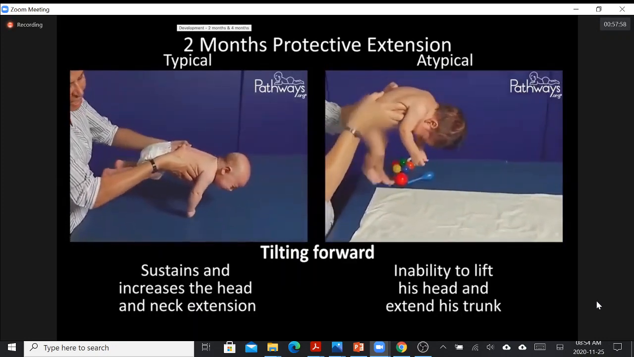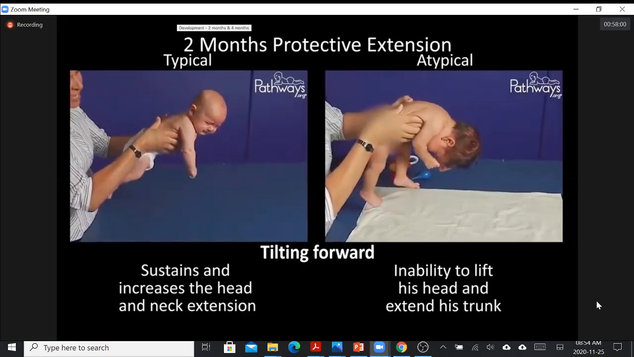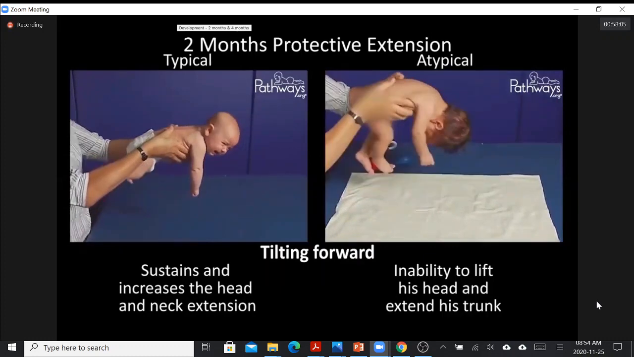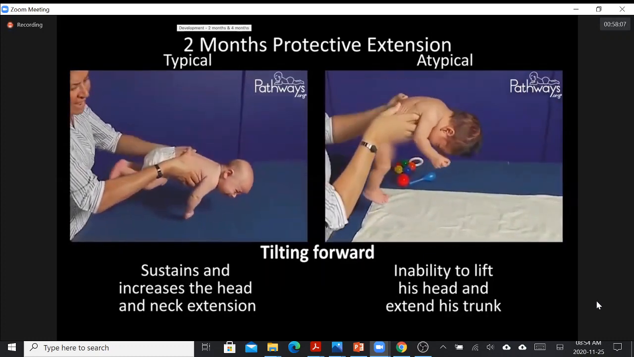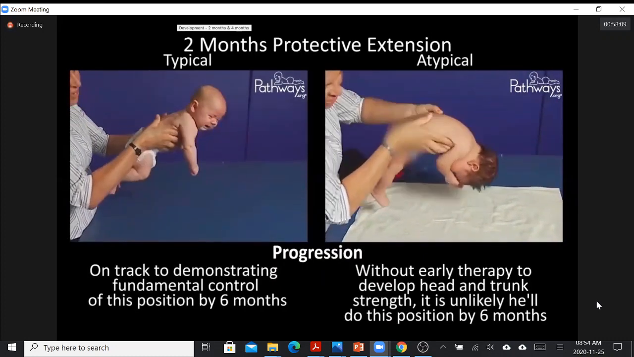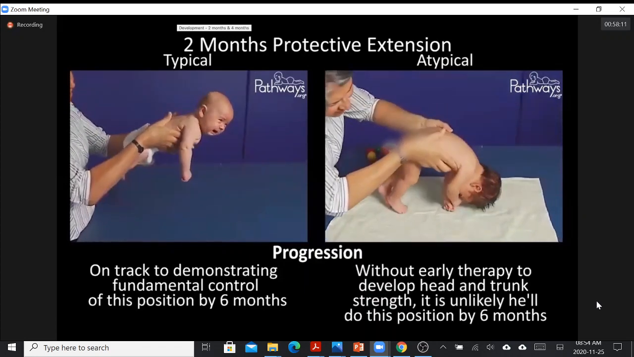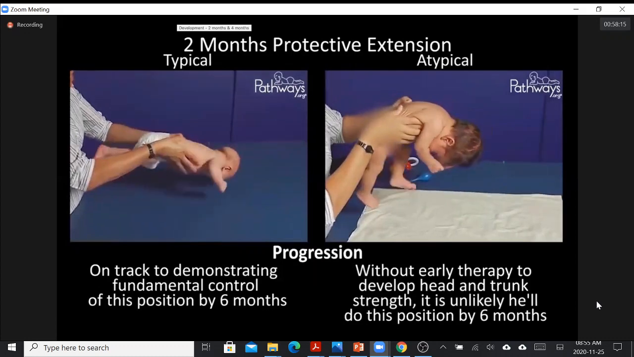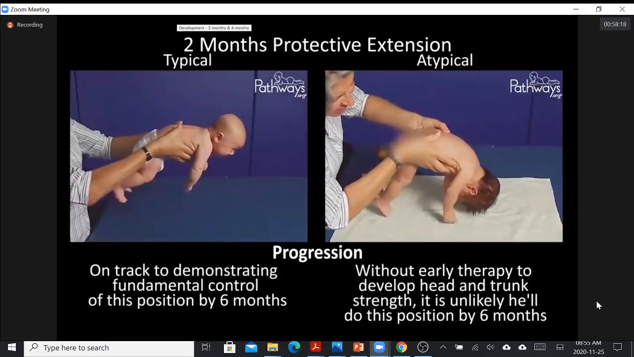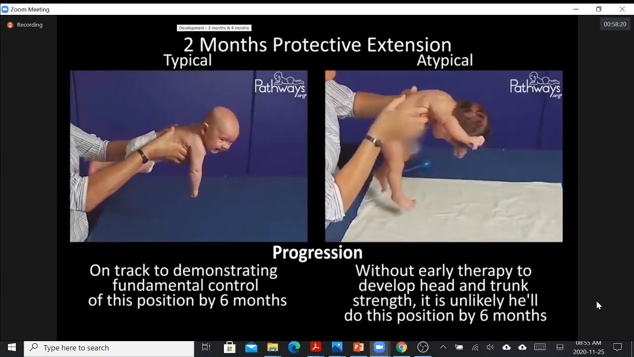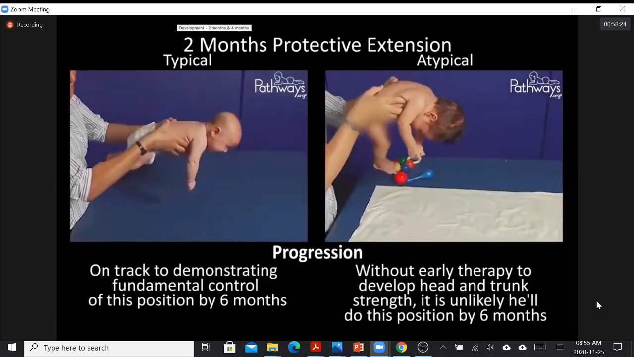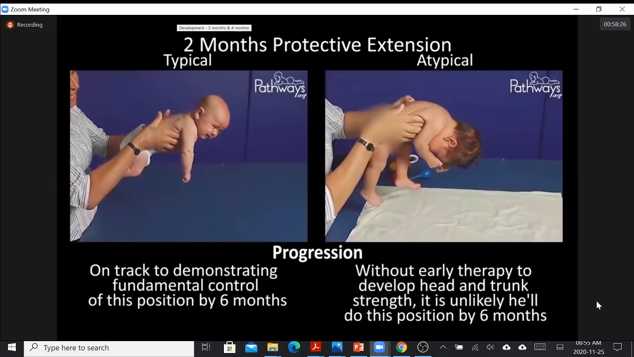As the atypically developing baby on the right tips forward towards the surface, he is unable to lift his head and extend his trunk. Progression. The typically developing baby on the left is on track to demonstrating fundamental control in this position by 6 months. Note that if the atypically developing baby does not get early therapy to develop head and trunk strength, it is unlikely he will do this position by 6 months.